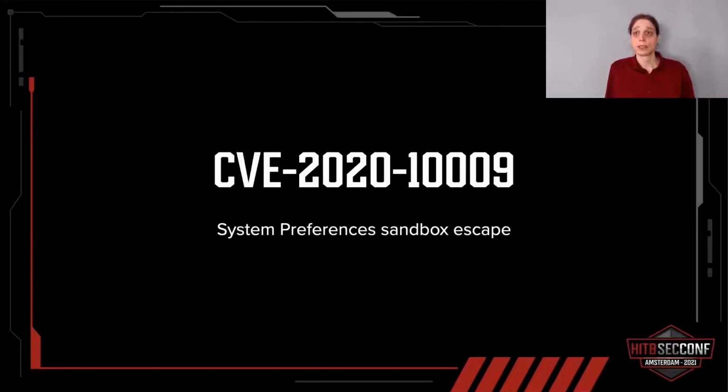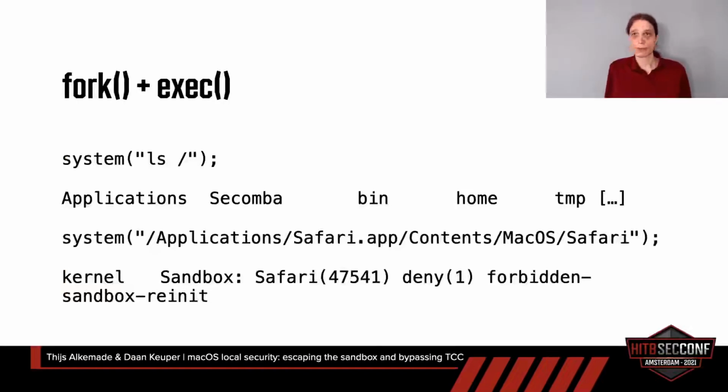Next one is a sandbox escape we found using system preferences. One thing that's interesting about the Mac application sandbox that on iOS you cannot do is that you can use fork and exec. So, for example, you can use ls by calling system, and then it just executes, and it inherits the same sandbox as the application that uses it. So ls here can read the root folder, but other folders it would not have access to. This was interesting, that this is possible.